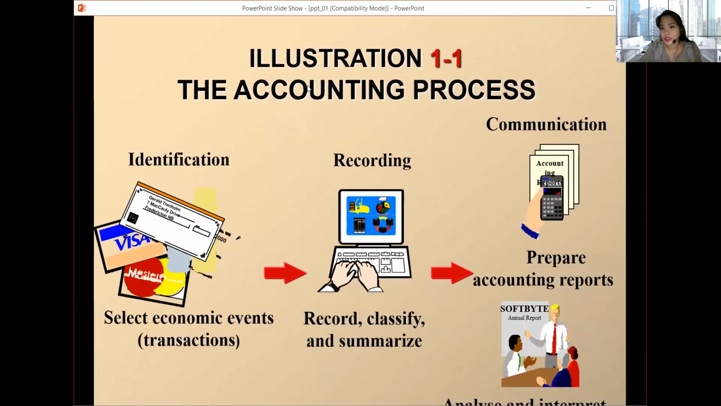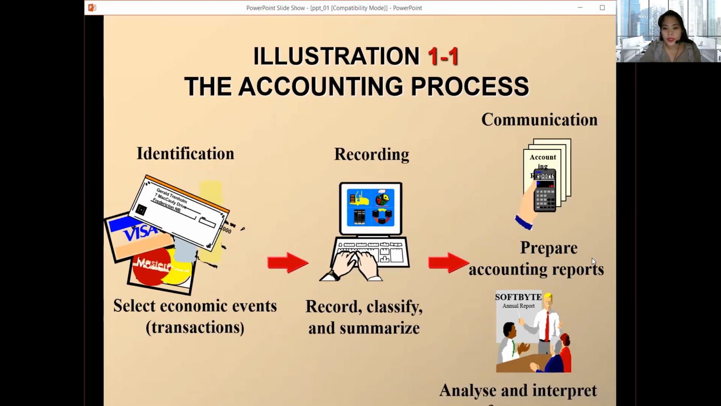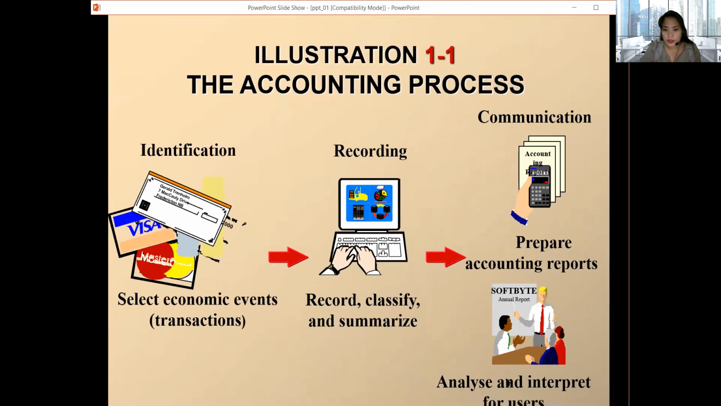Last time we were able to discuss the meaning of accounting, right? Accounting is defined as the process for identifying, recording, and it includes classifying and summarizing, and then communication. You have to communicate to the owners of the company what is actually happening in the business, and how is that possible? Through preparing accounting reports, which are the financial statements that we have mentioned last time.